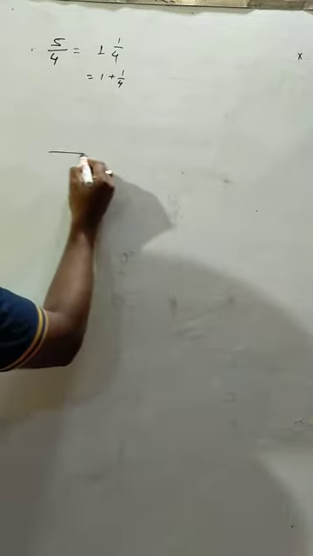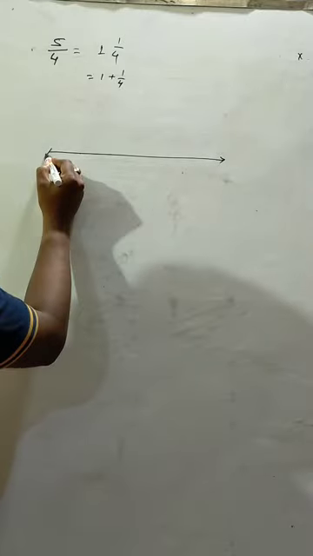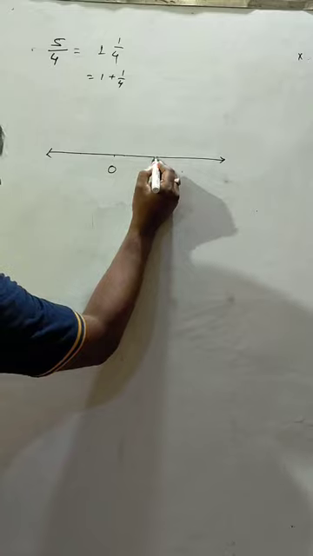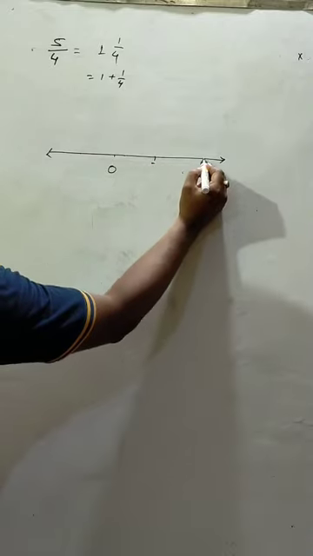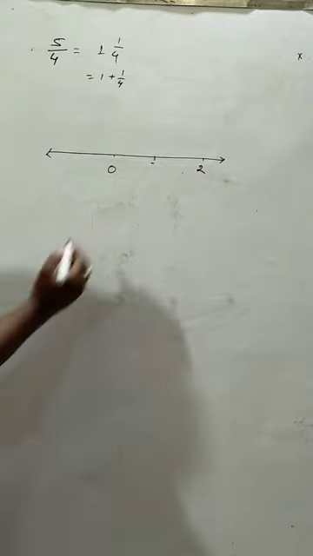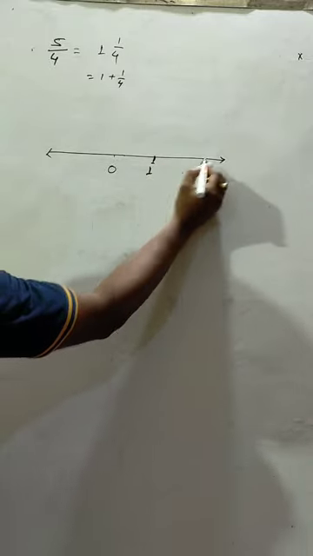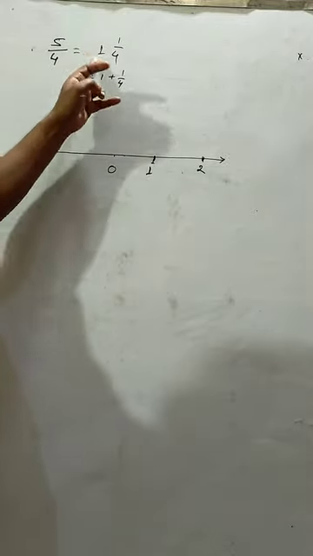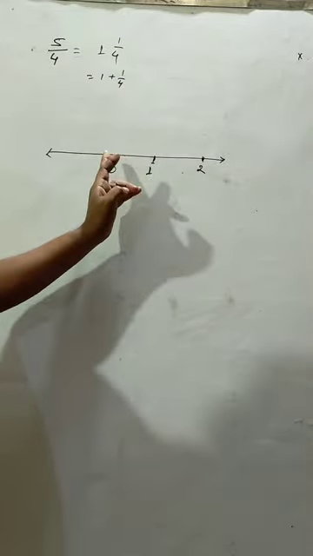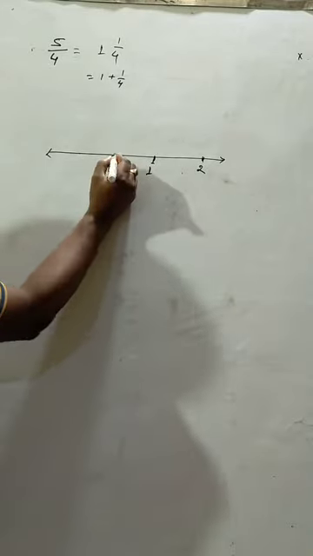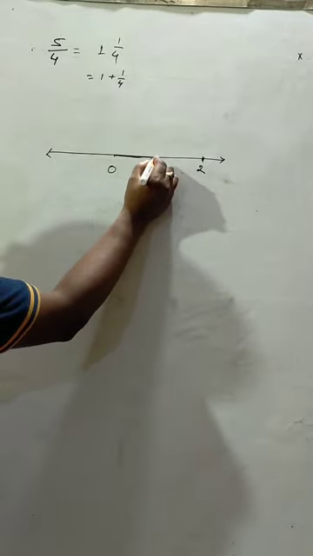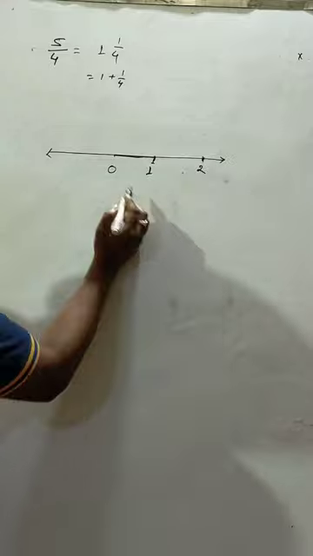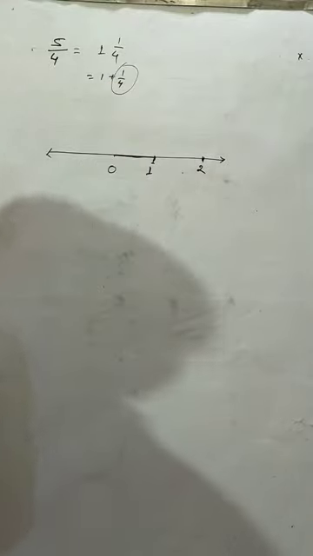So draw a number line. Put a 0 here. This is 1. This is 2. Because it is positive. So 1 plus 1 by 4 means 0 to 1. We will go from here to here. This is up to 1. And from 1 to 2, this number can be represented.